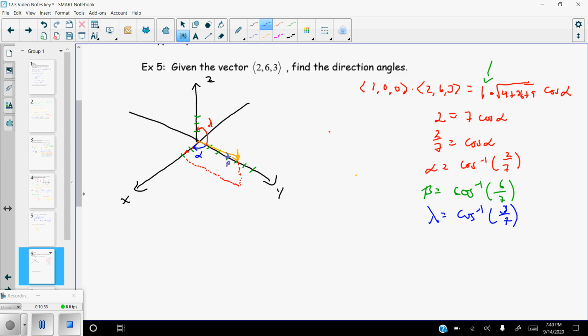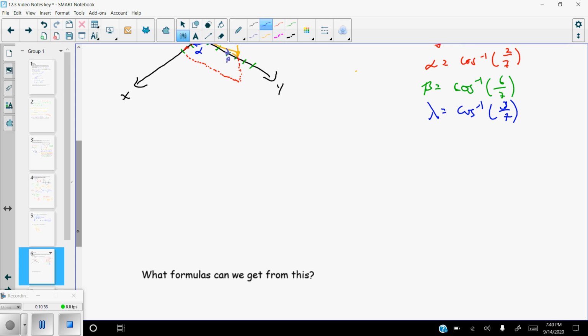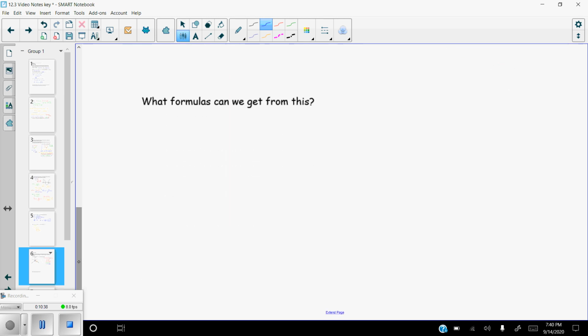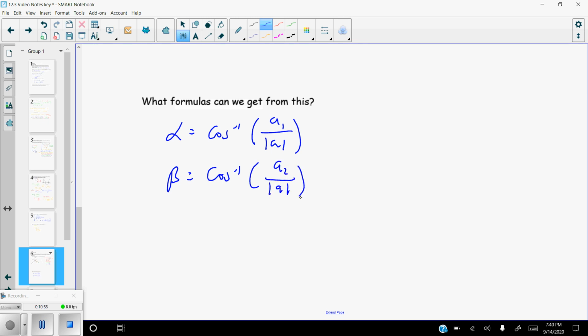So let's put that into a basic formula that just says that alpha is going to be the inverse cosine of A1 over magnitude A. Beta is inverse cosine of A2 over magnitude A. And gamma is inverse cosine of A3 over magnitude A. All right, and that'll always be the case.